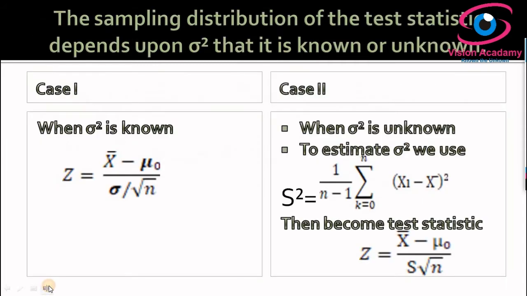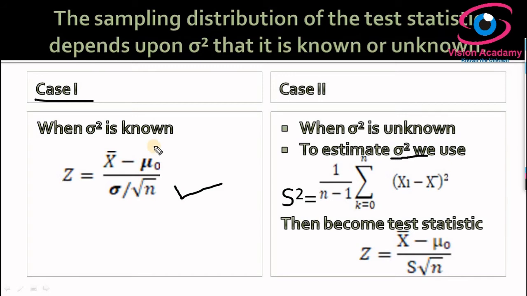Now let us consider a problem for testing hypothesis. Before that, in the z-test for a single population, the sampling distribution of the test statistic depends upon the variance, based on whether the variance is known or unknown. So we get two types of cases: variance is known, and variance is unknown. If you know the variance, you can directly apply it to the formula. If you do not know the variance, you have to estimate it.